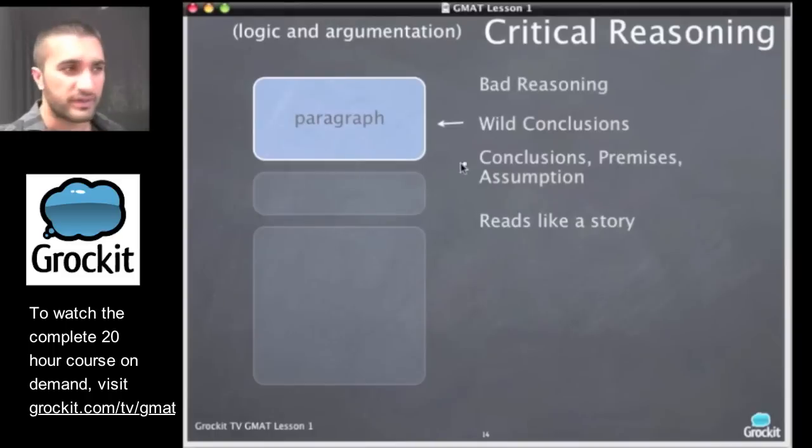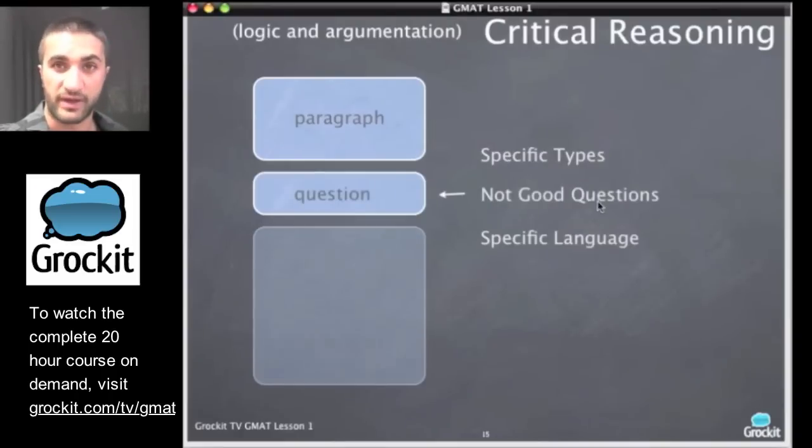More concretely, however, the paragraphs of critical reasoning questions tend to come in one of 2 flavors. Either there's a conclusion, premise, and assumption, or they read like a story. When there is a conclusion, premise, and assumption, we're going to pull those pieces of information out, and we're going to dissect the question that way. When it reads like a passage, we're essentially going to paraphrase the passage and really just dissect the information in it, and we'll handle those ones that way.